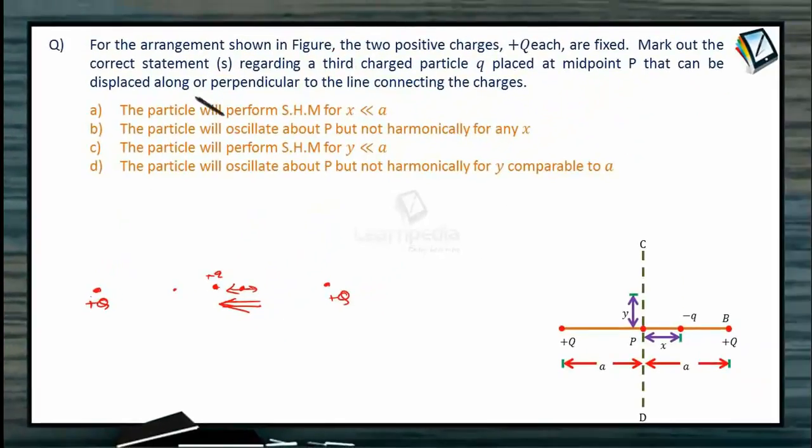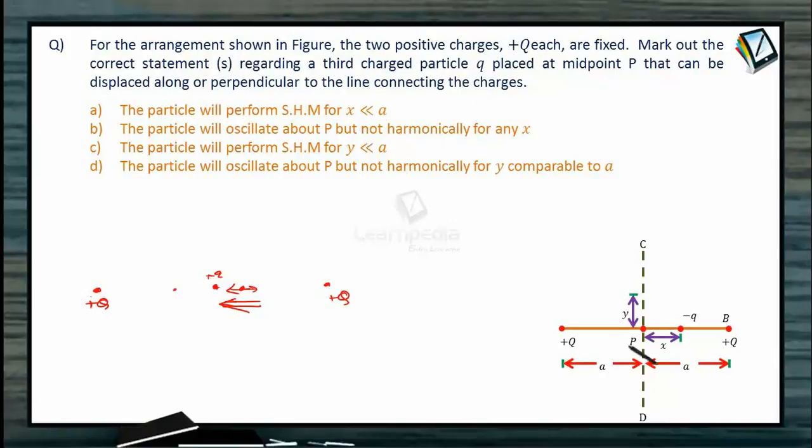So when we displace this particle at the center to this side, the particle is going to move back to the original position. And if we displace it on this side similarly, when all these three charges have the same sign, then this center charge can be displaced along the line joining these two charges and it will oscillate. If we calculate the force acting on this particle, we'll find that this force is proportional to x only if x is very small in comparison to a. This is a very popular question. You must have solved this at least once. So the particle will perform SHM for x much smaller than a.